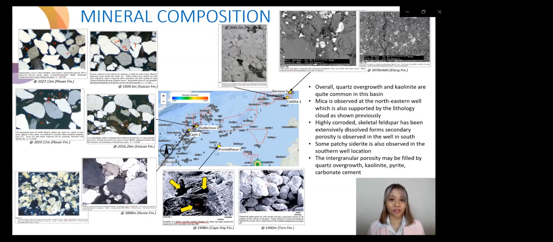Highly corroded skeletal feldspar that has been extensively dissolved, which forms secondary porosity, is observed in the well in the south. Some patchy siderite is also observed in the southern well location as well. Intergranular porosity may be filled by quartz overgrowth, kaolinite, pyrite, and carbonate cement.